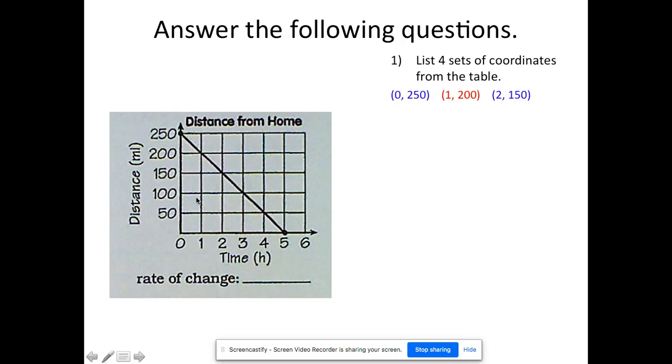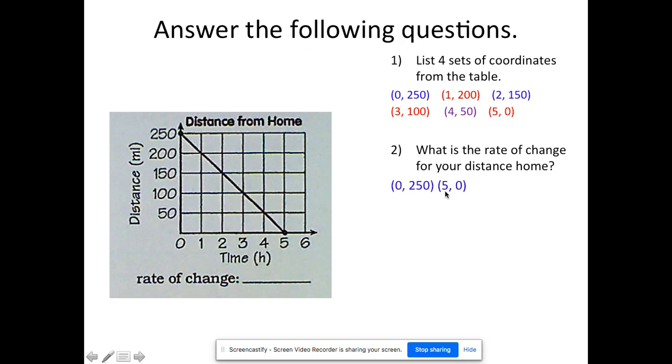At 3 hours of our trip, we're 100 miles away from home. At 4 hours of our trip, we're 50 miles away from home. And you want to make sure that these all go through the corners. If they do, they'll continue to do it for each one. So it says, what's the rate of change? Well, we have 6 sets of coordinates. We only need 2 of them. I'm going to select this point because it has a 0 in the x value, and the last point because it has a 0 in the y value, and it makes it easy for my subtraction. So I want to go y minus y.